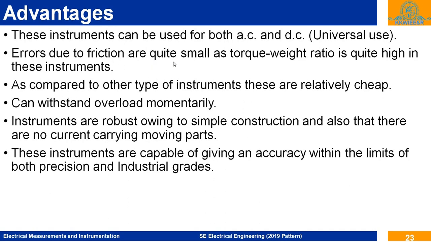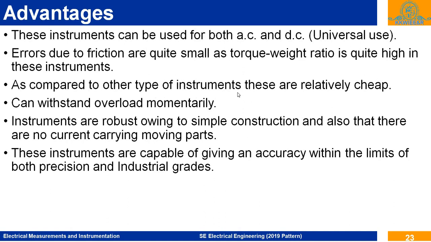Errors due to friction are quite small. In this system there is only a pointer, and control springs or gravity weights are provided. In a PMMC instrument, the moving current-carrying coil is provided, which is bulky. In this case, the torque to weight ratio is high, and because of this high torque to weight ratio, the friction errors are less as compared to the PMMC instrument.